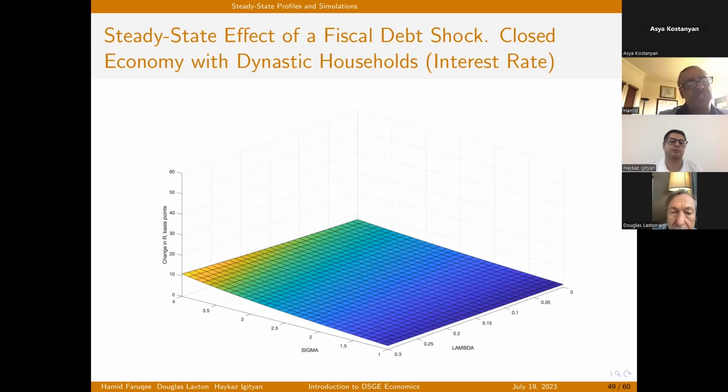And you can see from the surface, it's pretty close to being flat. There's not a lot of impact of a debt shock on the steady state interest rate in this dynastic case. You can try raising lambda. You can try changing the sensitivity of consumption to the interest rate to see that, but you don't get much. There's not much impact. The model, as I said, is close to this kind of approximate Ricardian equivalence view of the world. Next slide, please.